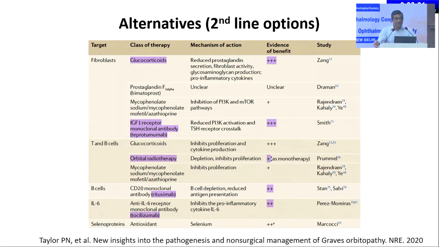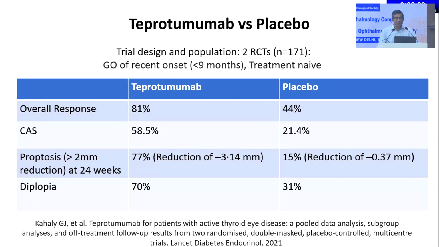Either an IGF-1 receptor monoclonal antibody, that is against the IGF-1 receptor, teprotumumab. Then there is orbital radiotherapy. Then there is rituximab, which depletes the B cells, or there could be an anti-IL-6 receptor monoclonal antibody, which is tocilizumab. So these are the 4 or 5 agents which are used in follow-up as second line options.